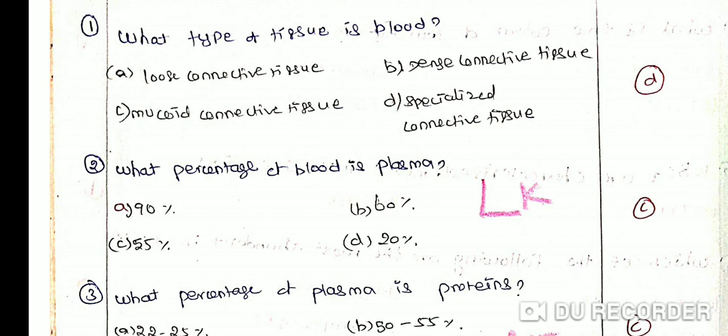Blood is specialized fluid connective tissue. It consists of plasma, a fluid matrix, and the formed elements, which are the erythrocytes or red blood cells, leucocytes or white blood cells, and thrombocytes or platelets.